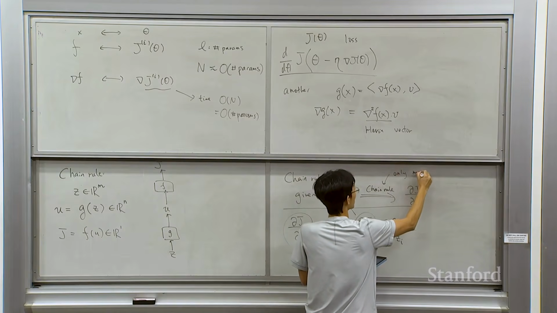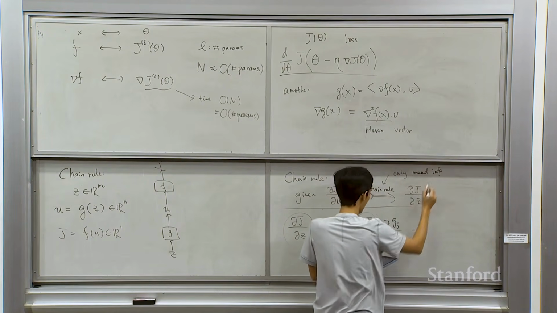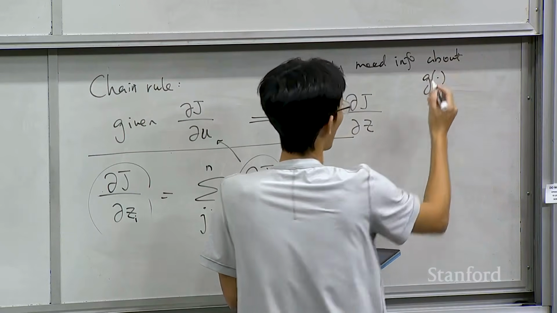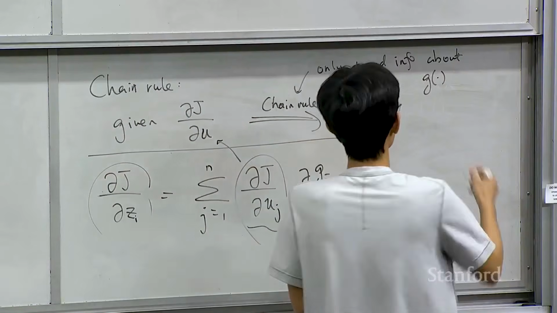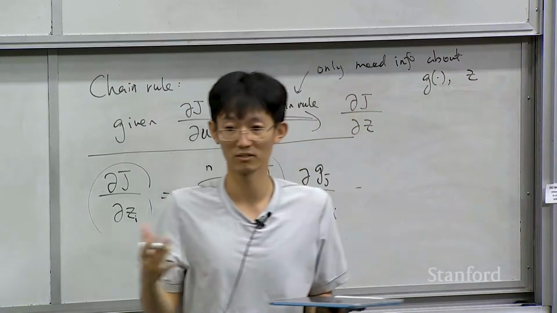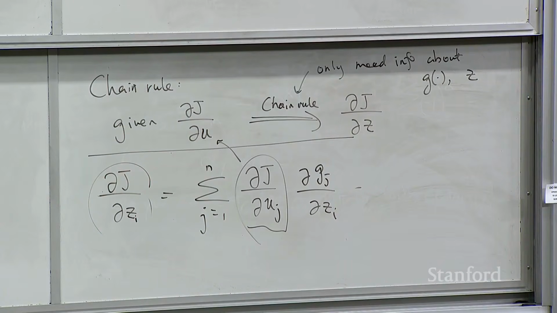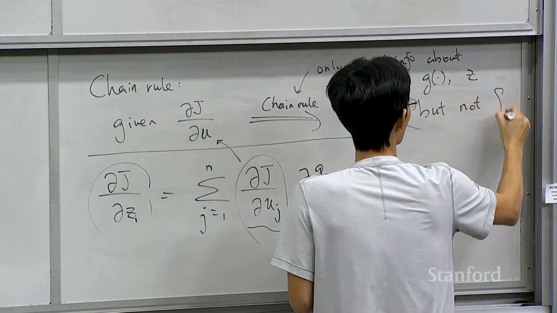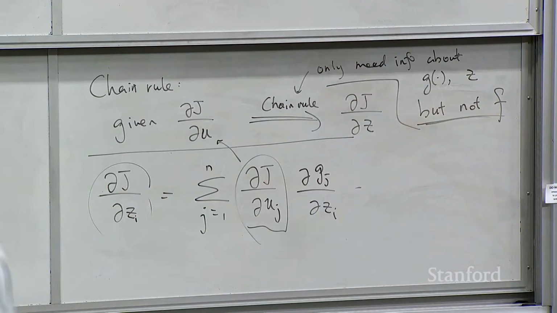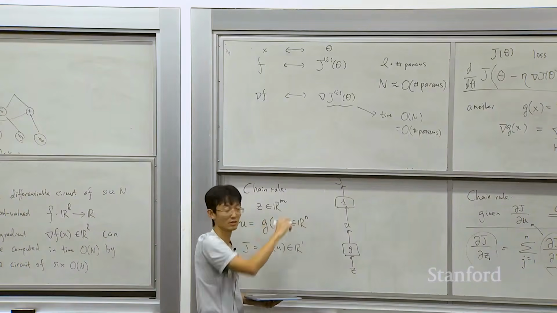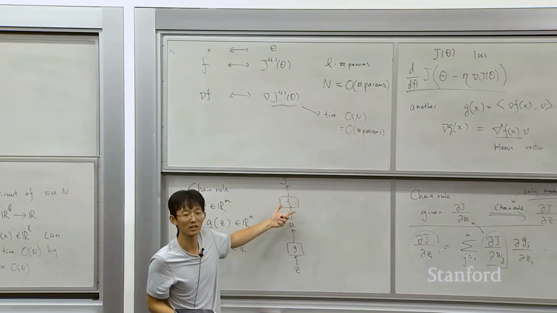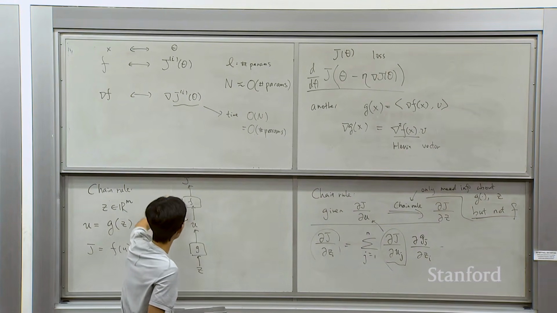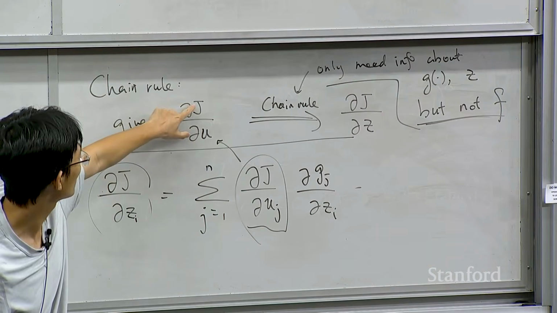You can see that one magic here is that this chain rule computation only needs information about G, the function G. You have to know what the function G is, and you have to know the variable Z, the value at which you are evaluating the gradient. But you don't need F. F is completely out of this picture, even though we have F here. What F is doesn't really matter, and that's how you make it efficient. You can forget about what F is. The only thing you have to remember is dJ over du.